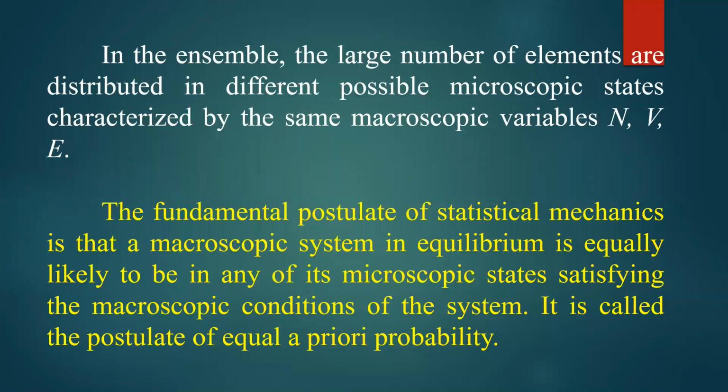Let us take the example of balls. 10 balls are there. In the 10 balls, the probability of picking ball number 1 is 1 by 10. What is the probability of picking ball number 2? It is also 1 by 10. Ball number 3, it is 1 by 10. Ball number 4, it is 1 by 10.